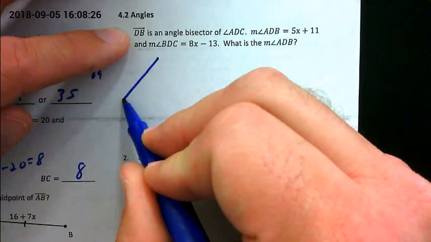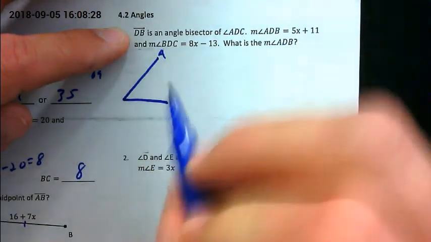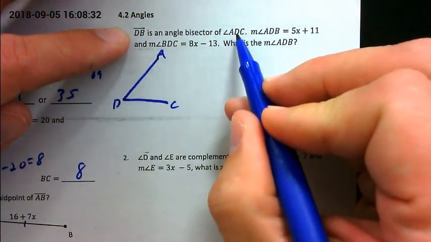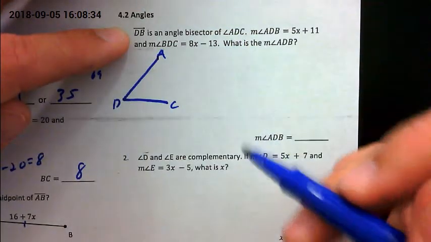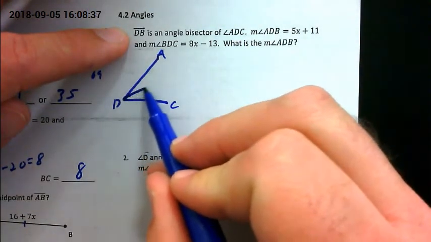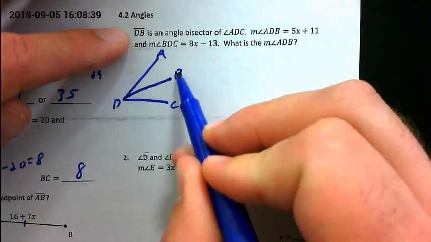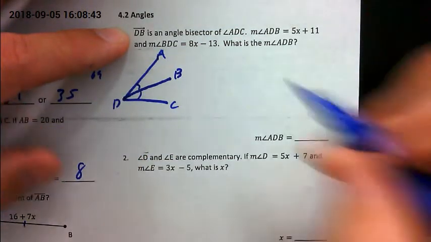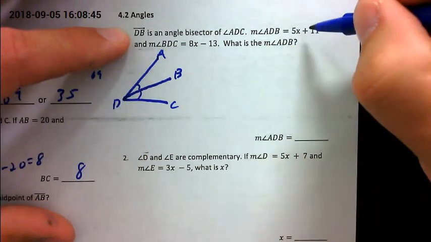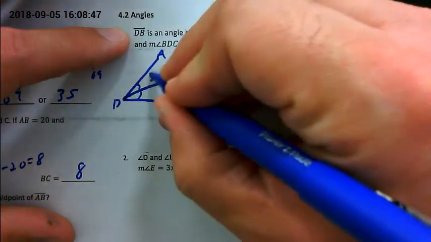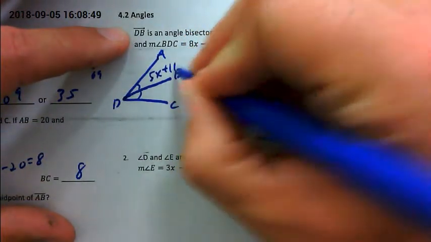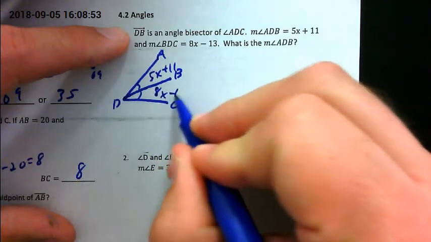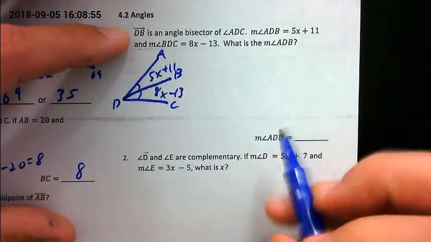So I'm going to draw an angle first. It always helps to draw a picture. And for your angle, you should always have the middle point as your vertex. So now the angle bisector is DB. So these two are going to be congruent. Your picture doesn't have to be to scale. But now we can label this. ADB is 5x plus 11. BDC is 8x minus 13.